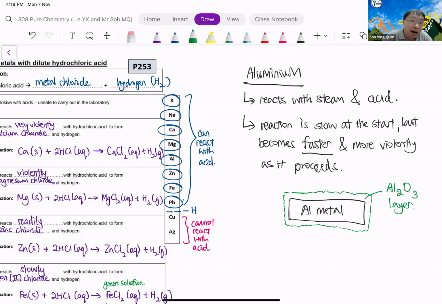So every time you buy aluminium foil, the aluminium foil already has a layer of aluminium oxide on top of it. It's naturally formed when aluminium reacted with oxygen in the air. And the interesting thing about this layer is that it is impermeable. So what does impermeable mean? It means that water cannot go through it. All right.